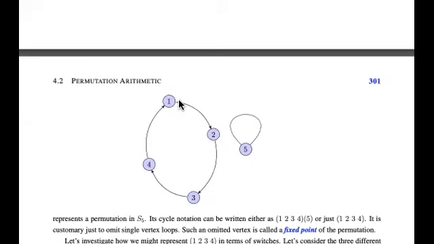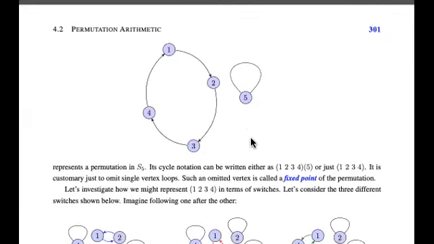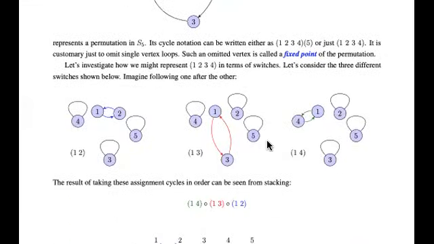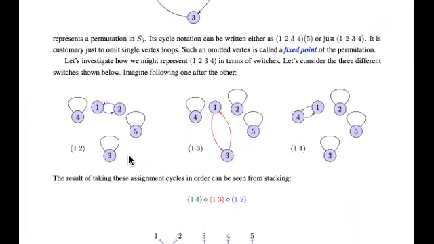So this is 1 goes to 2, goes to 3, goes to 4, which goes back to 1, and 5 just goes to itself. And we're going to be rewriting it in terms of little switches.